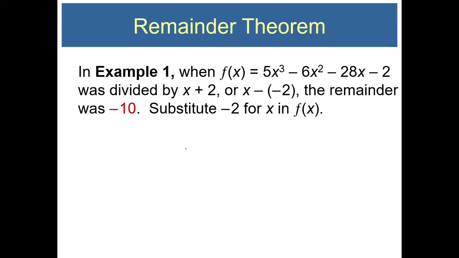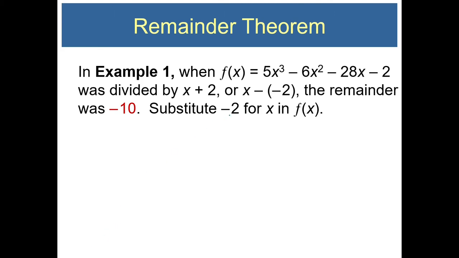In example 1, we had f of x equals 5x cubed minus 6x squared minus 28x minus 2, and we were dividing it by x plus 2. Or we can convert it to x minus a negative 2. The remainder here was negative 10 if you go back and look at the problem. So if I use the remainder theorem, it says if we substitute negative 2 in for f of x, we should get the remainder.